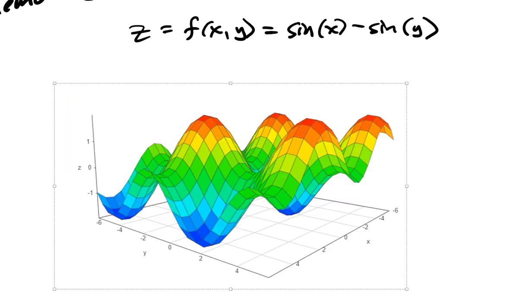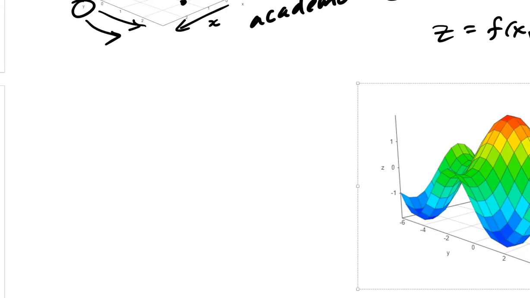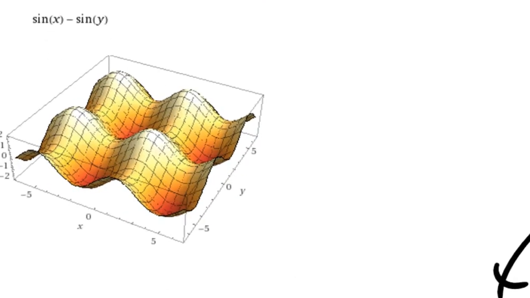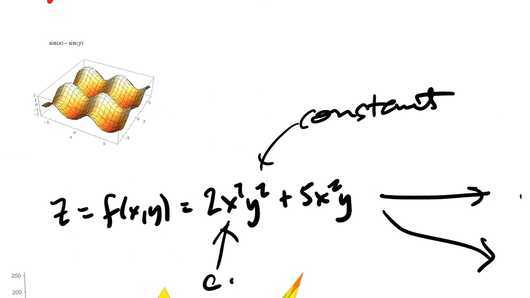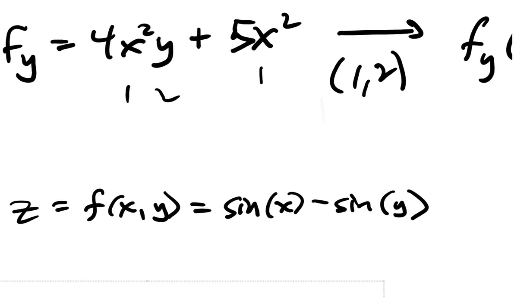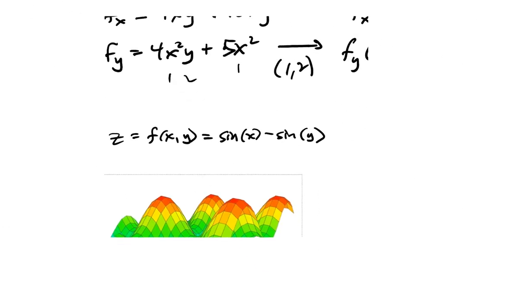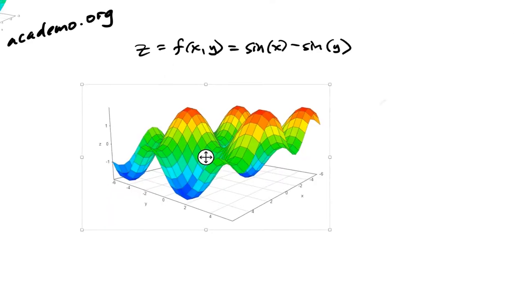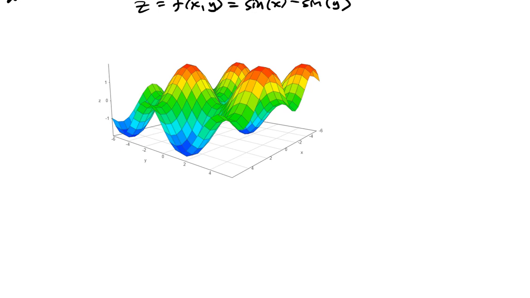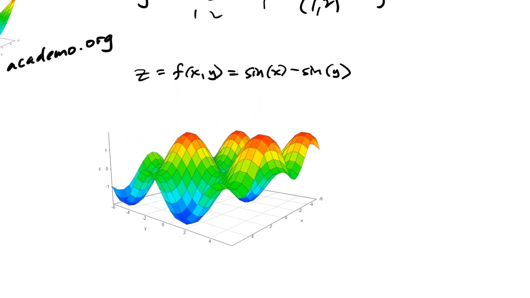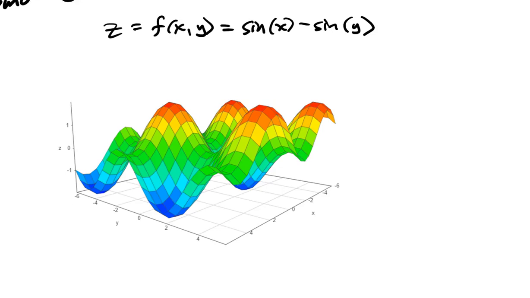So instead of using Wolfram Alpha, which gives me this graph like this, I'm going to use Academo again, which gives me this nicer graph that I can spin around. With Wolfram Alpha, you have to pay to spin it around, and I just wanted to find something that you guys could use. It's kind of a pain for me to have to pay for it too. Anyway, so here we are. It's sine x minus sine y.